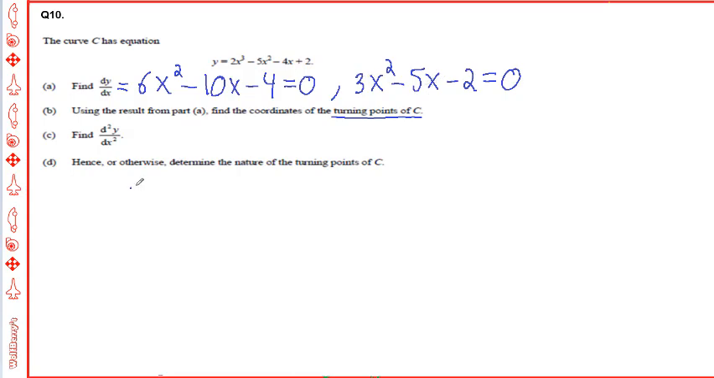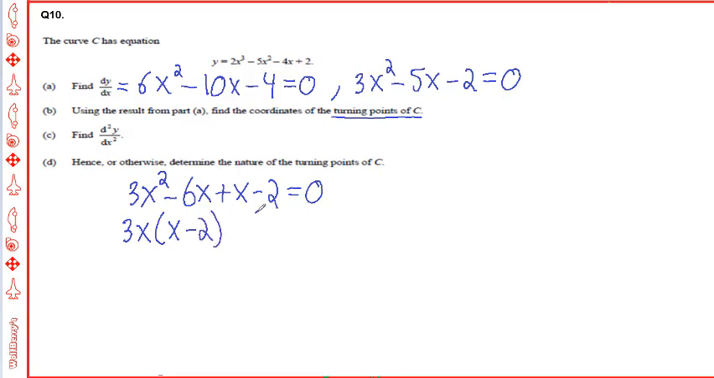So keep that the same, 3x squared minus 6x plus x minus 2 is equal to 0. So minus 6x plus x goes back to minus 5x. That's the same, and that's the same. Now factorize these two, so it becomes 3x, x minus 2. Copy and paste it here, x minus 2. What do you put there to make that go back to that? It's plus 1. If you expand that, it goes back to this.